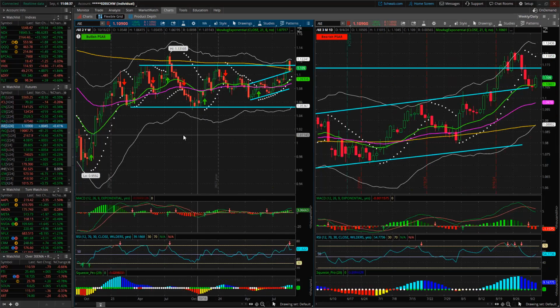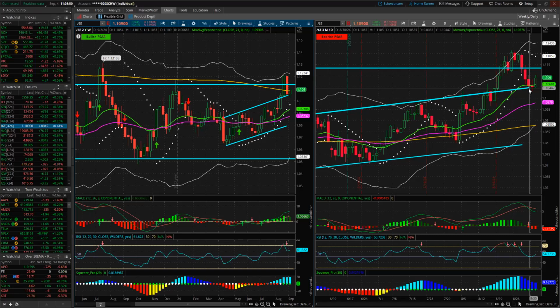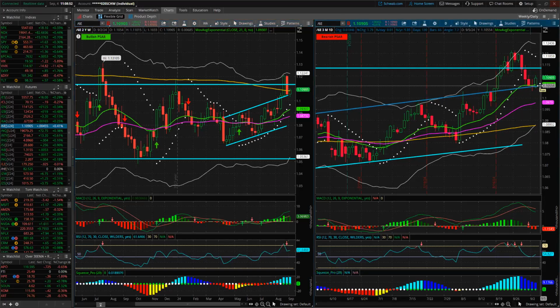The euro, a little too strong, in my opinion, still. I think I'd like to see it chill out a bit more. It's not perfectly set up for me for a strangle. It's a little too bullish, hanging above this upper channel. A little too bullish. I'll stay away.